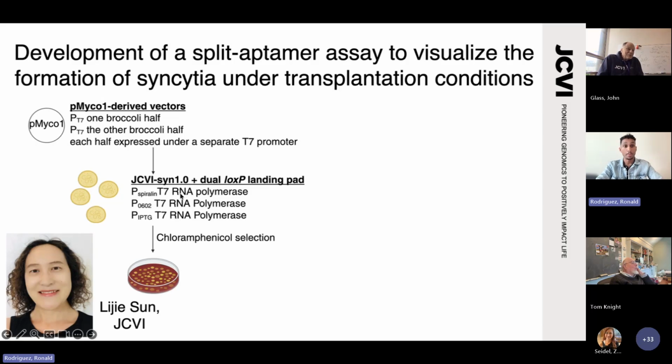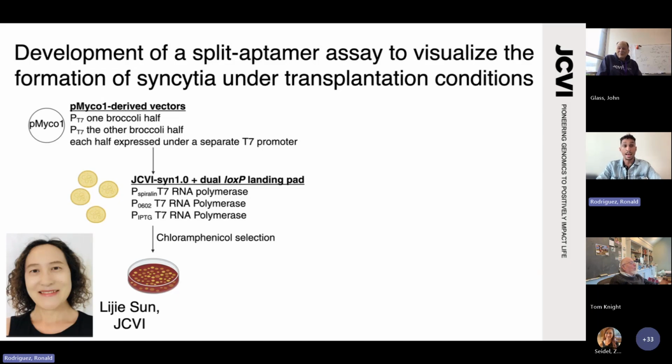pMyco1 is a replicative plasmid in both E. coli and mycoplasma. The initial experimental setup was to clone these aptamer components on a pMyco1 backbone and then put that into a capricolum cell, the recipient cell for genome transplantation.